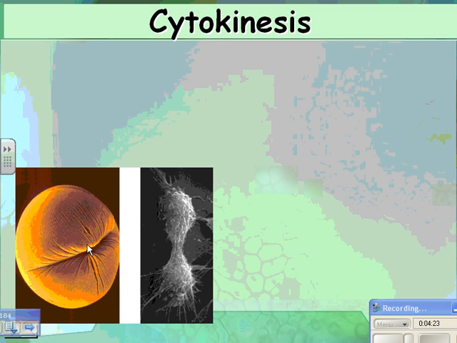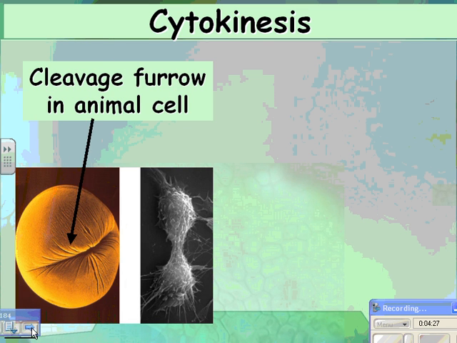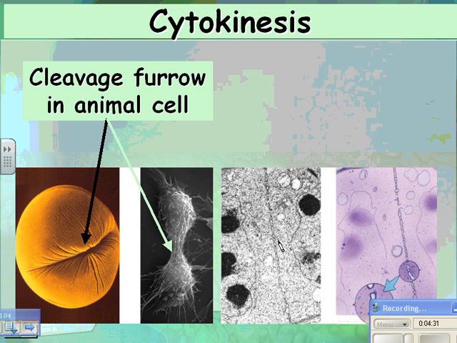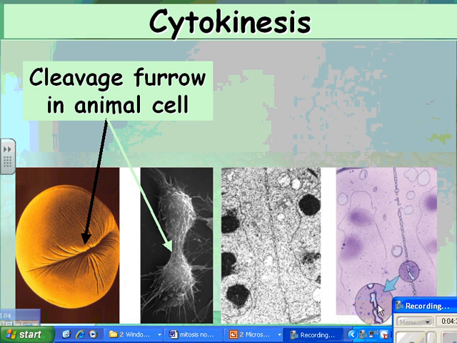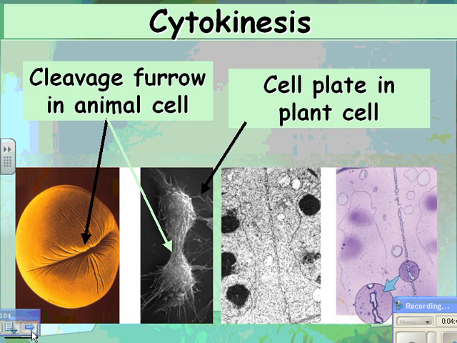So this is a cleavage furrow in an animal cell. And here you can see little bubbles. This is the cell wall forming. It's called a cell plate. And it looks like this until they keep growing until they join together. So there's a cell plate in plant cells. It's kind of cool.